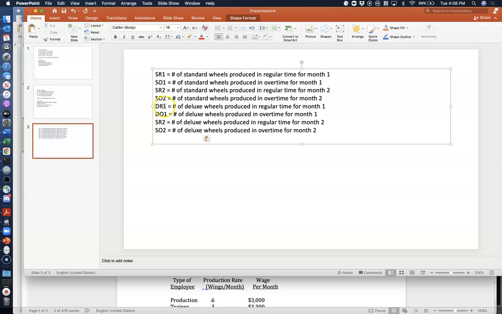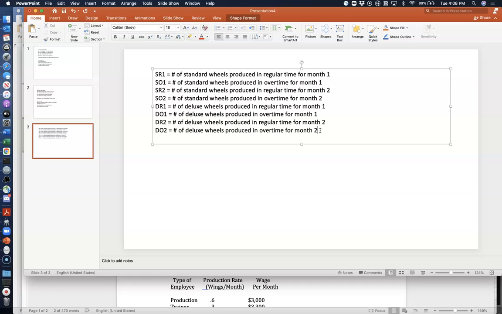So number of deluxe wheels produced in regular time in the first month, deluxe wheels produced in overtime in the first month, deluxe wheels produced in regular time in the second month, and deluxe wheels produced in overtime in the second month. So you have to track each of these individually because the cost of each of these is different, right?